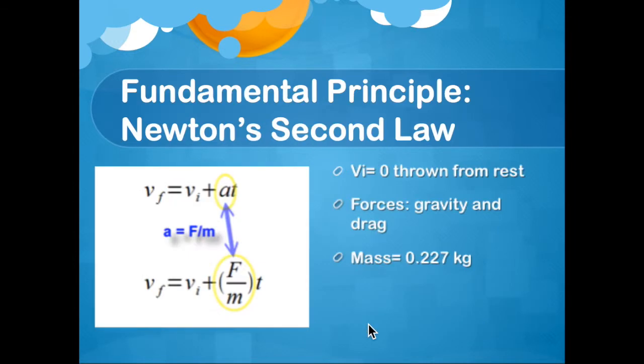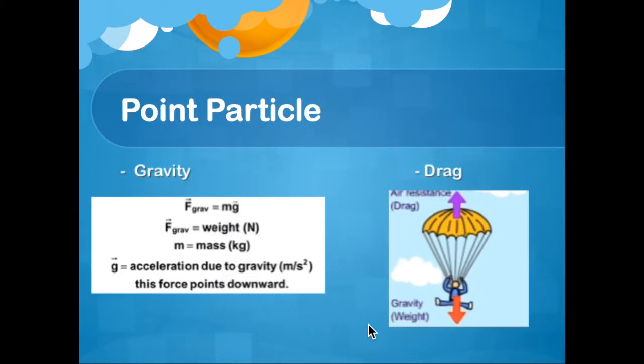The fundamental principle used in this lab is Newton's second law, since it gives us a way to predict the motion of the slinky by using changing velocity and the net force. At the beginning, the velocity is zero, since it is thrown from rest, and the center of the mass of the slinky accelerates downward. The mass of the slinky is 0.227 kilograms. The forces involved are the drag force and the gravity. The gravitational force acts downwards, and the drag force acts upward contrary to the movement.